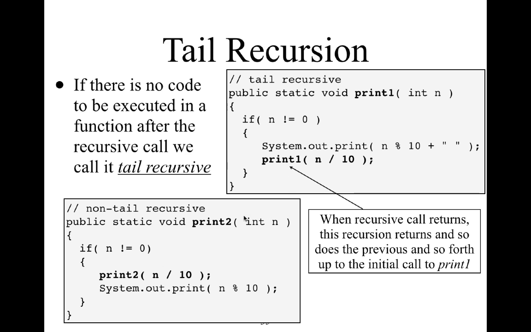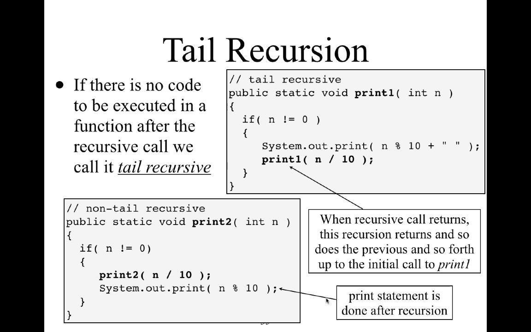Now, we could just as easily, here's another variation of this, which does the recursion, and then at the end of the recursion it does the print, and then comes back up and prints, and comes back up and prints, and comes back up and prints. And so this is not tail recursive. Here the print statement is done after the recursion.